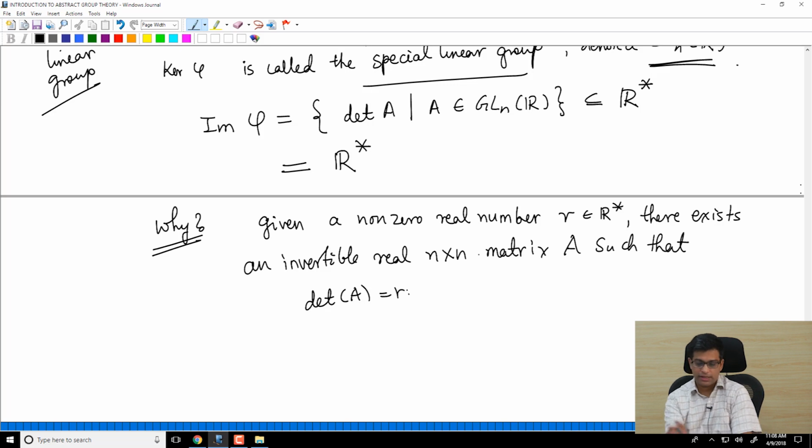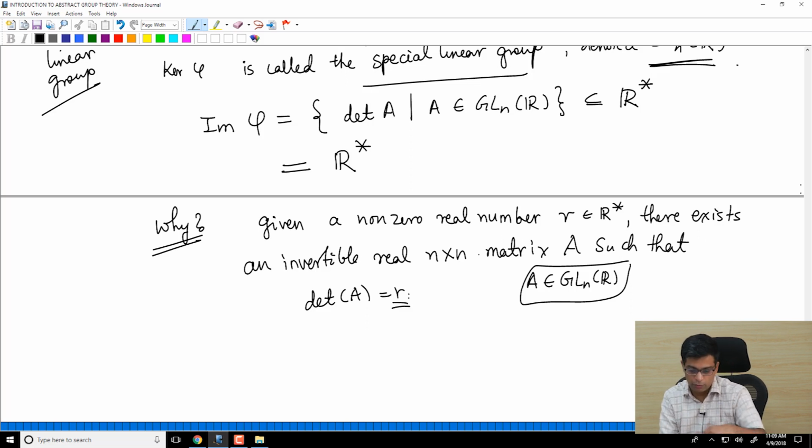Note that if I show this, then I have justified saying that the image of phi is R star, because if there is such a matrix, it is in GL_n(R). So A is in GL_n(R). That is to say, it is an invertible real n by n matrix and its determinant is r. So r would be in the image. So if I want to show the image of phi is R star, I need to verify this. But what is such a matrix?